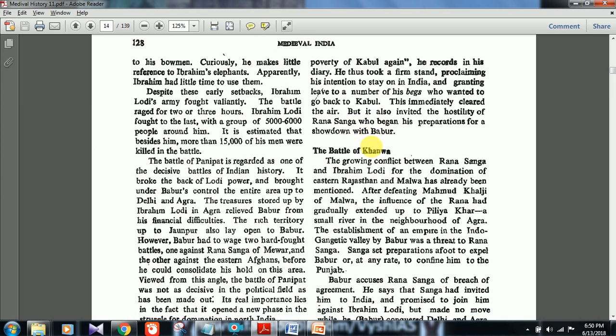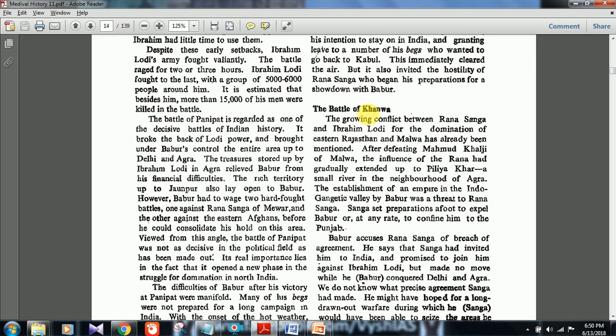Okay, so that is the Battle of Khanwa. This also is a UPSC question. The Battle of Khanwa is fought between who and who. Okay, in our MCQs also all these are extensively covered.